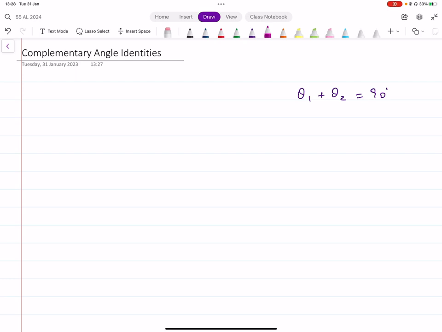Now there are two identities that you should have done in O levels: sine of 90 minus theta equals cos theta. You have done that, sine of 90 minus theta equals cos theta. Cos of 90 minus theta equals sin theta. Do you remember something? No?